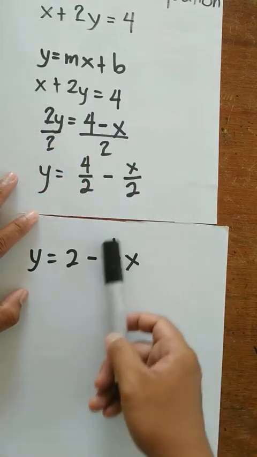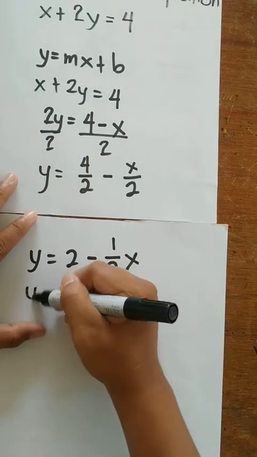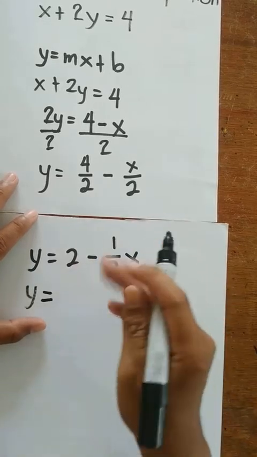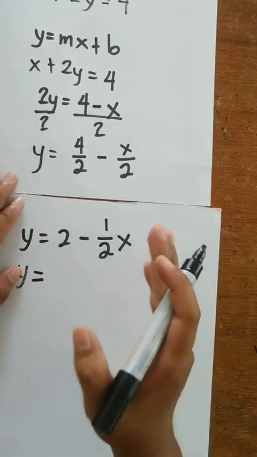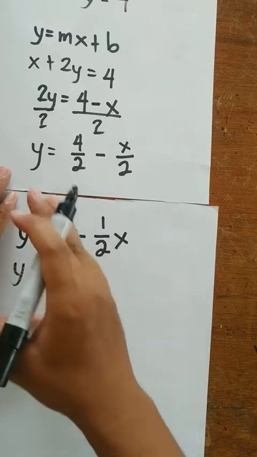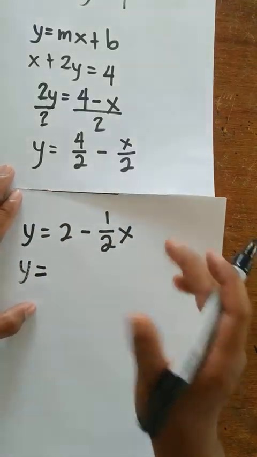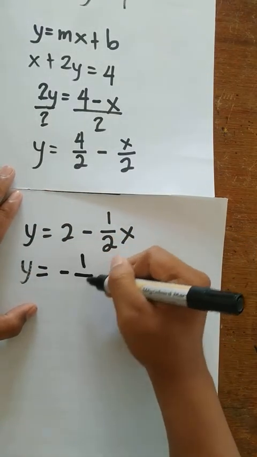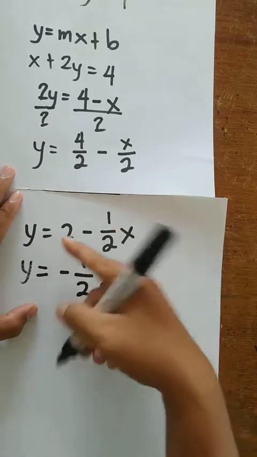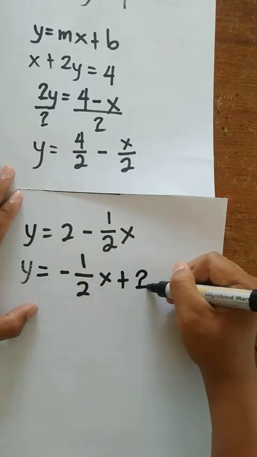Okay, so lastly, I'm going to rearrange this right side of the equation into y equals mx plus b, because as you can see, this is our x, right? So when you rewrite or rearrange on the same side, do not change the sign. So it would still be negative 1/2 x plus 2.